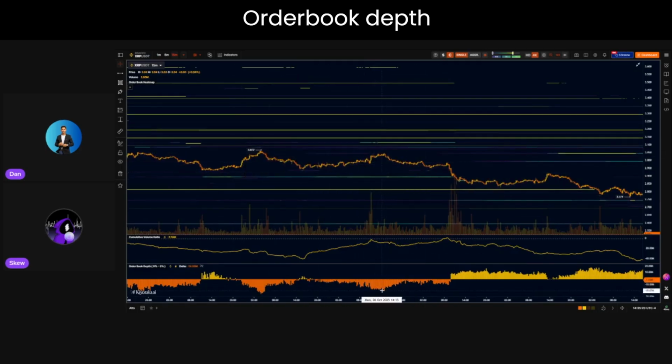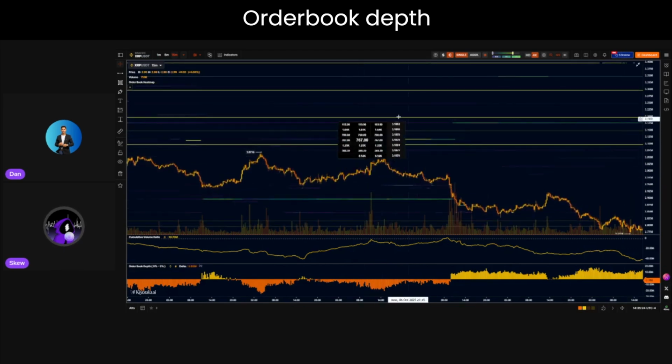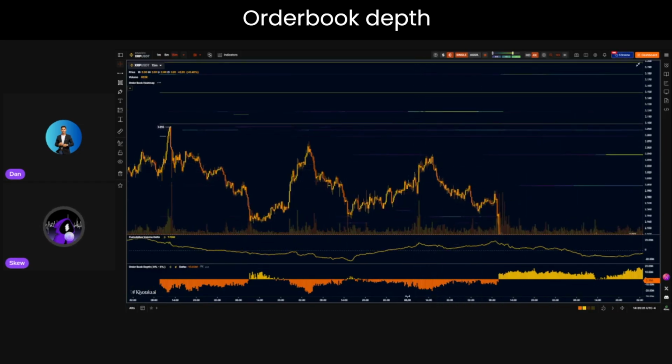You know, ask depth. That's basically more supply towards price. You can see it above it, but also in these highs. That tells you basically it's passive selling. So you can see this order book depth.